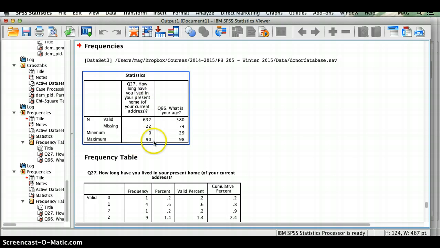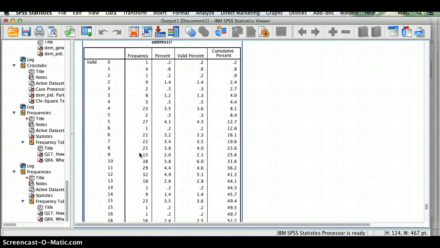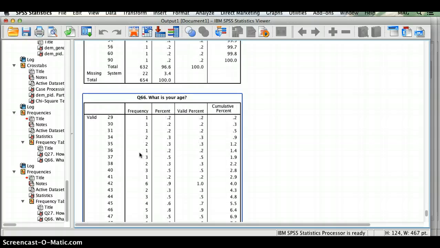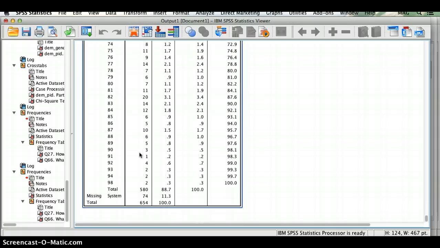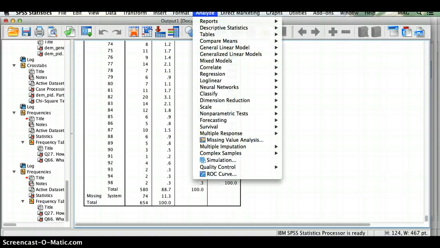If we look at just the minimum and the maximum, the Q27 has a range going from 0 to 90, so a respondent has lived in his home for 90 years, and a respondent has lived in his home for 0 years, and age ranges from 29 years old to 98 years old. Now we can look at the actual frequency tables and see that these are both interval ratio. At this point, we can go ahead and calculate the Pearson correlation coefficient.